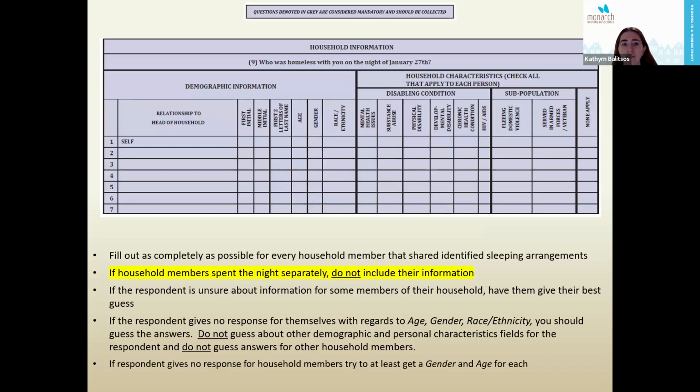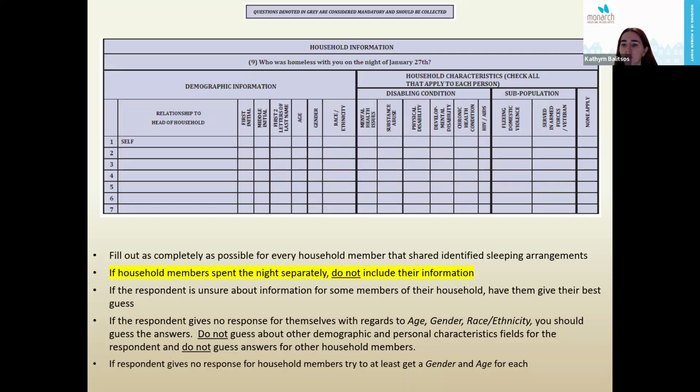Okay, now this is on the rear side of the survey, if you have a paper survey. These are the later questions. This is a mandatory question. You're going to want to fill it out as much as possible. This is about who is sharing the same sleeping arrangement on this night of the 27th. So the question is asking, who was homeless with you on January 27th? You're going to want to fill it out as completely as possible.